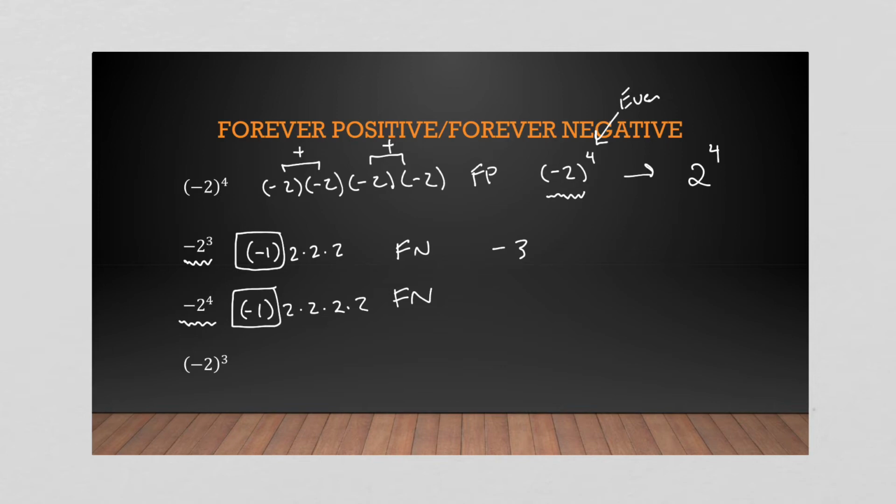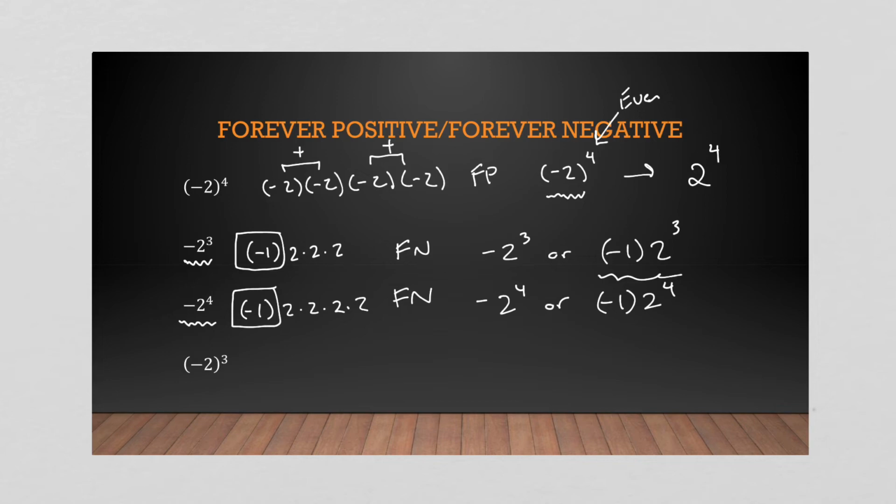You can either write it as -2 to the 3, or you can write it as -1 times 2 to the 3. This version is helpful, and you'll see that in the next video when we talk about multiplying and dividing a common base. This would just be -2 to the 4, or we could say -1 times 2 to the 4. But the no brackets make a difference.